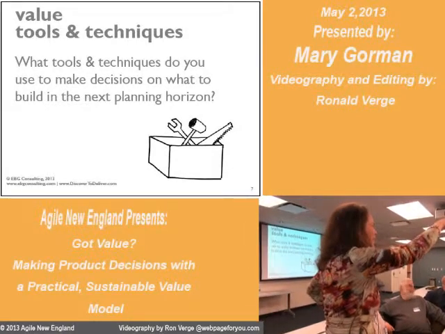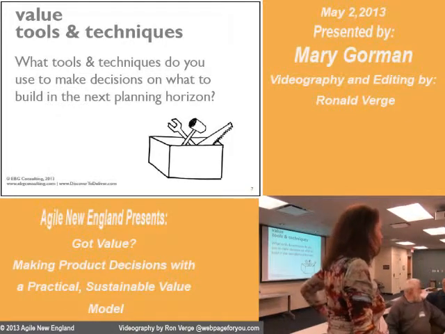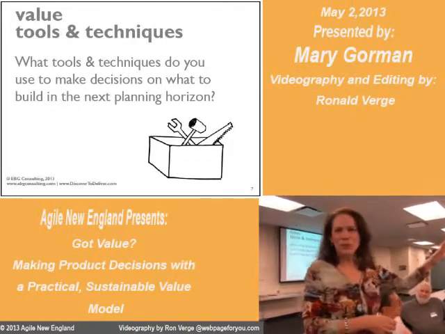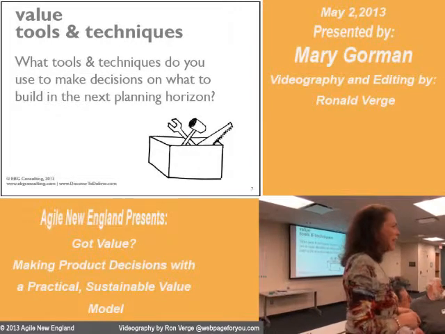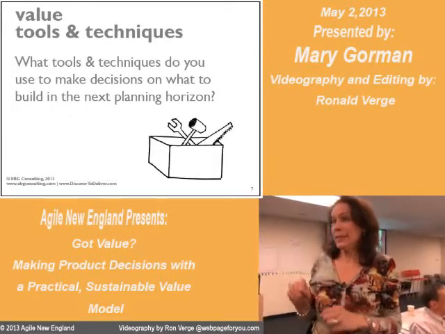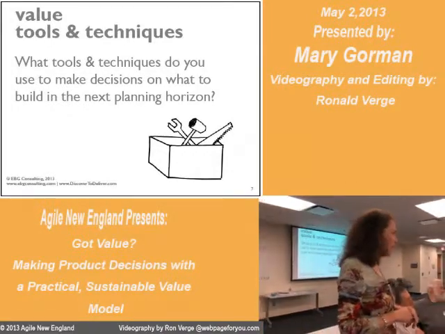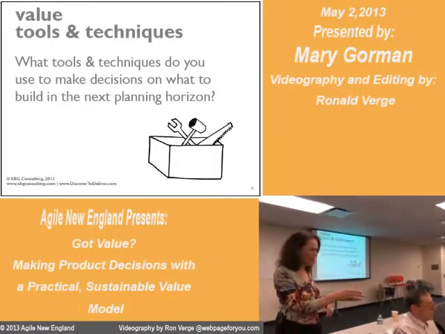Eisenhower matrix, or Covey calls it the urgency importance matrix. The Eisenhower matrix. Cost benefit analysis, CBA. And did we get everyone?